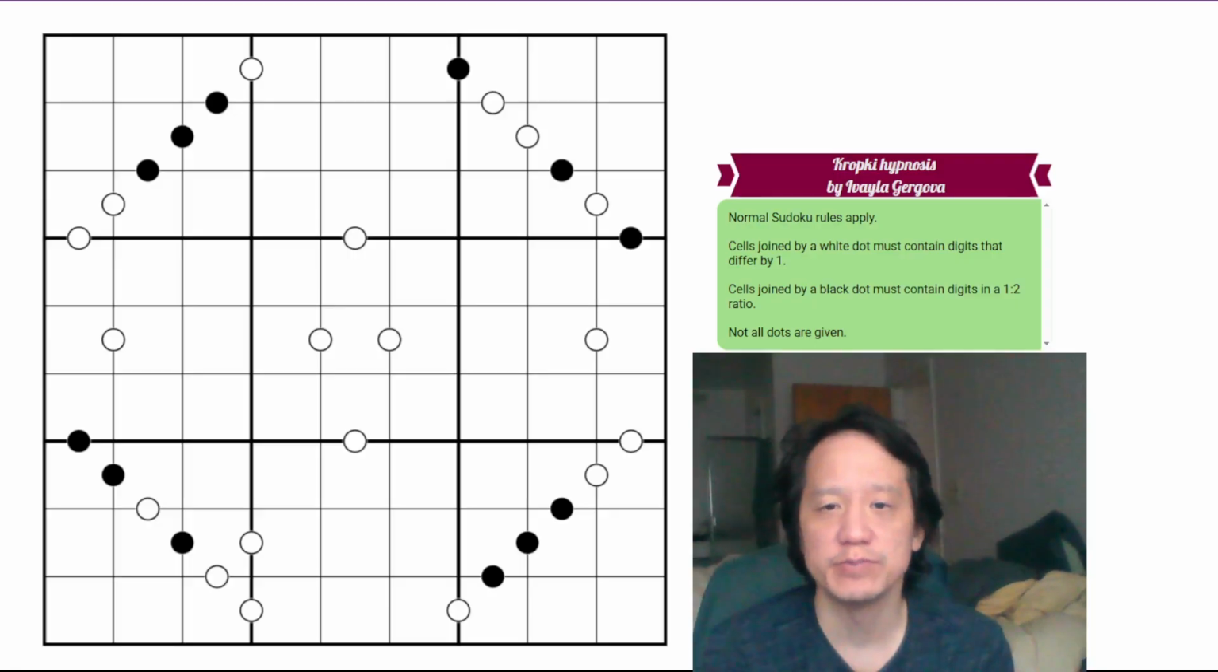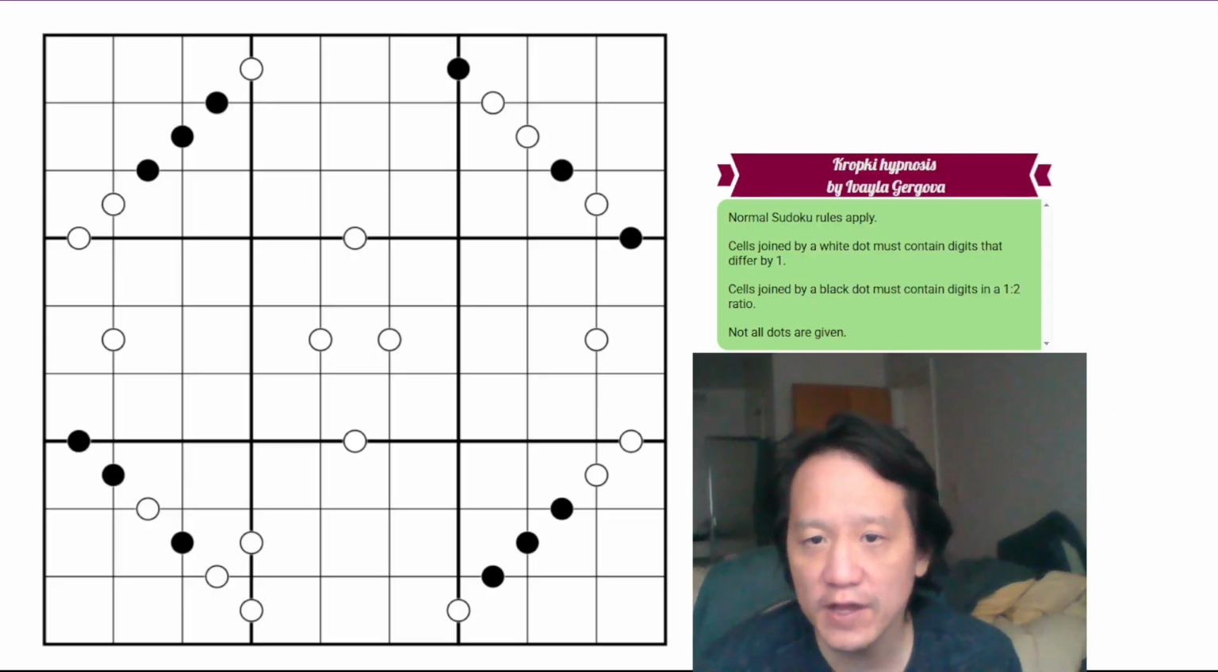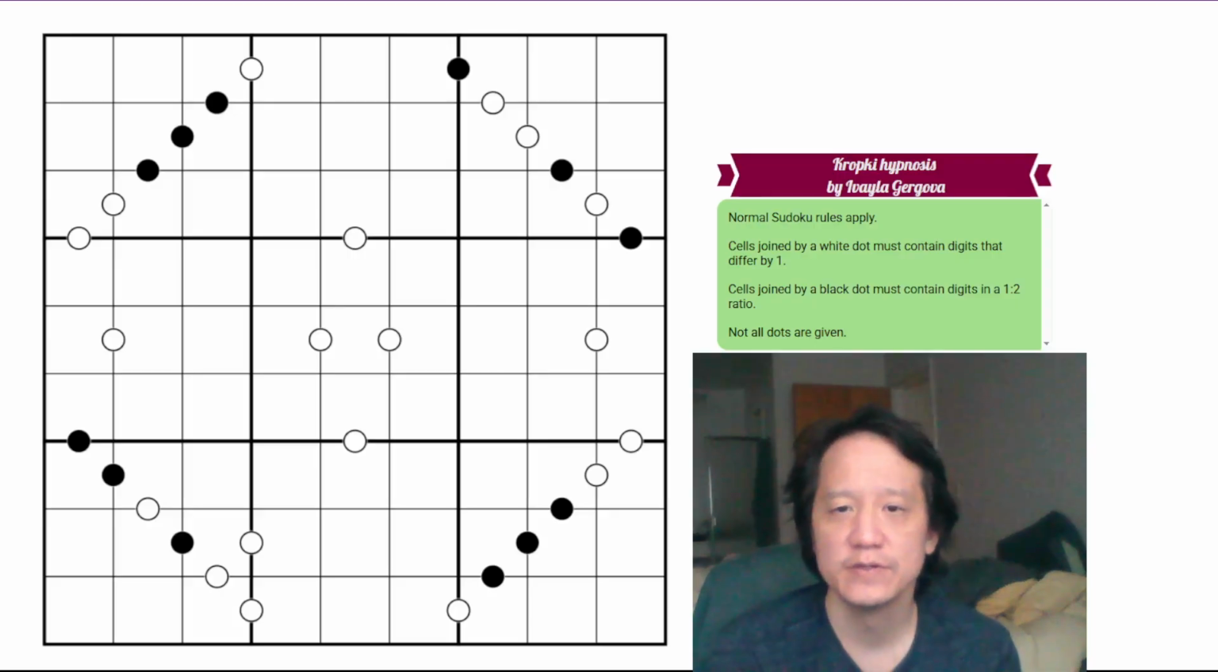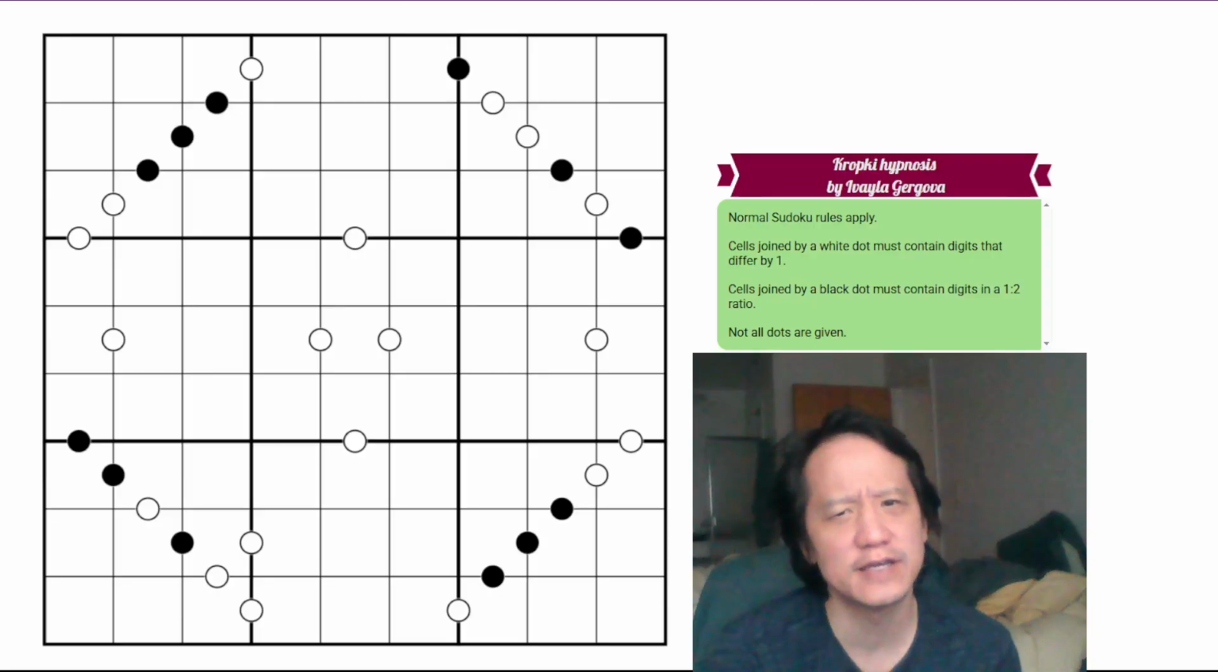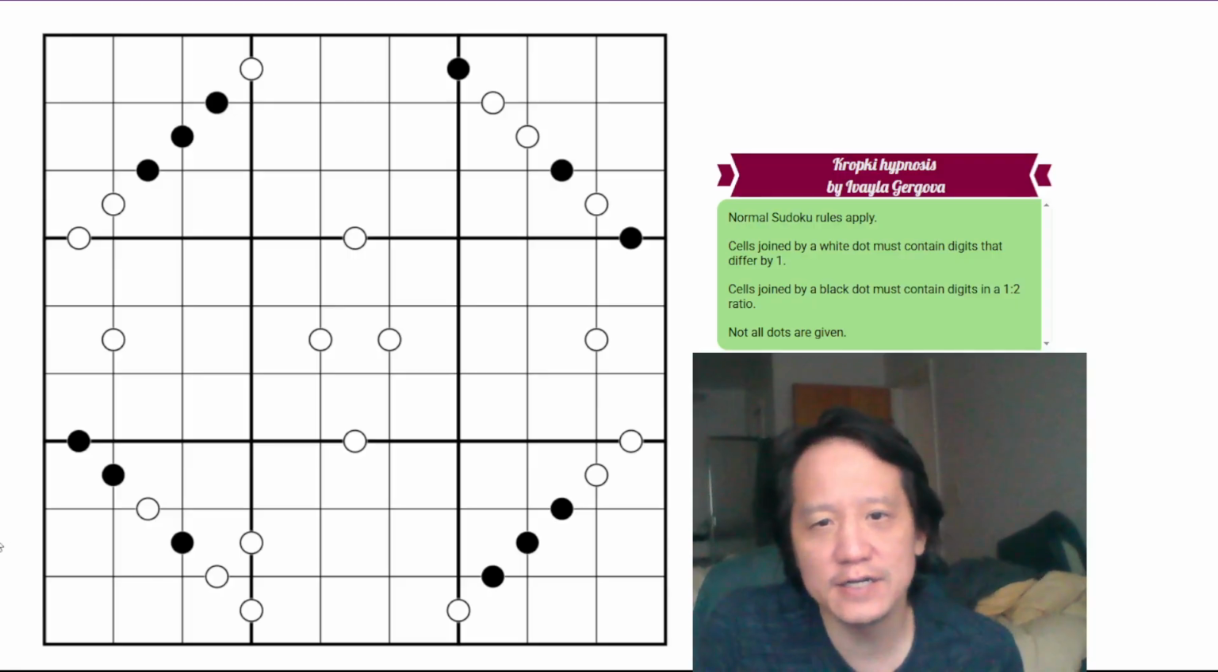Today's very easy puzzle is called Kropki Hypnosis by Ivela Gergova. I hope I pronounced that right. Maybe it's Gergova. No, I think it's Gergova. Maybe it's Gerzova. Anyways, here are the rules.